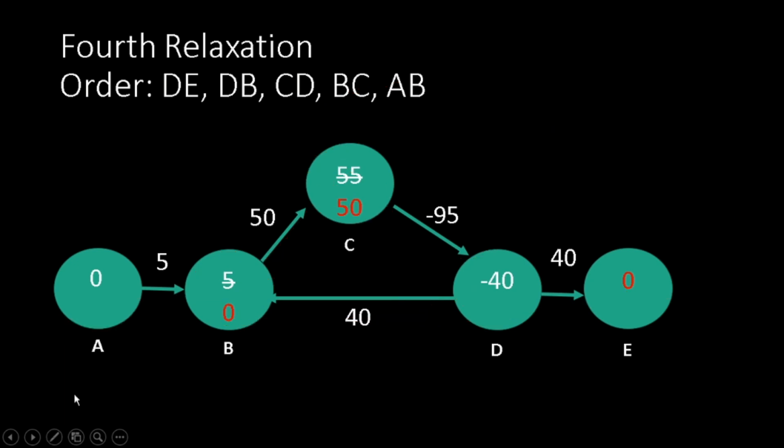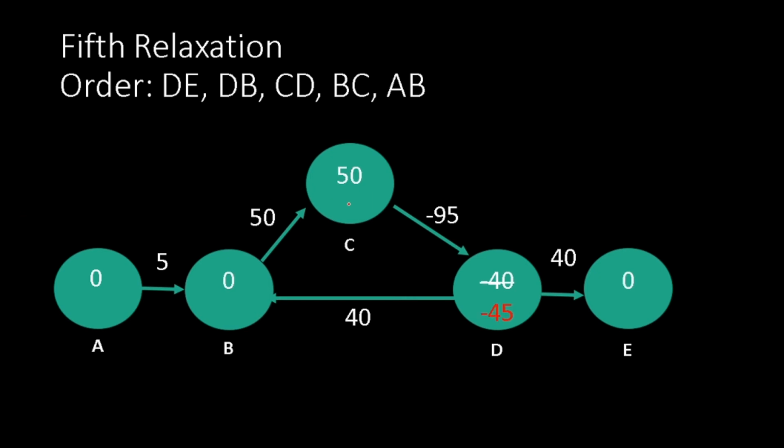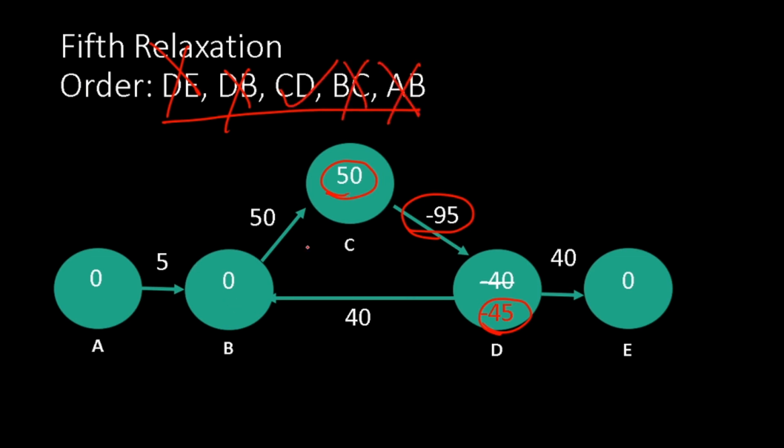Then let us see. Let us relax it one more time. What happens when we do one more relaxation? When we do one more relaxation, 50 minus 95, it is becoming minus 45. I can do it in this order and show you. DE, nothing is happening. DB, nothing is happening. CD, there is a relaxation happening. BC, nothing is happening. AB, nothing is happening. So yes, fifth relaxation, we have a change.